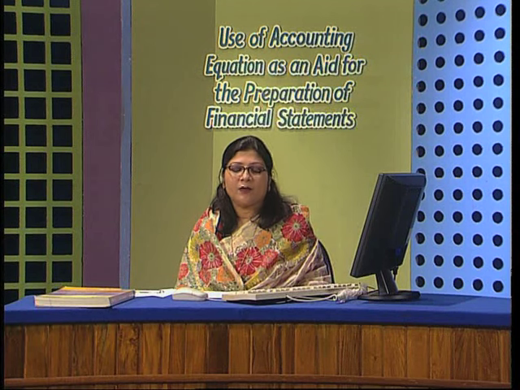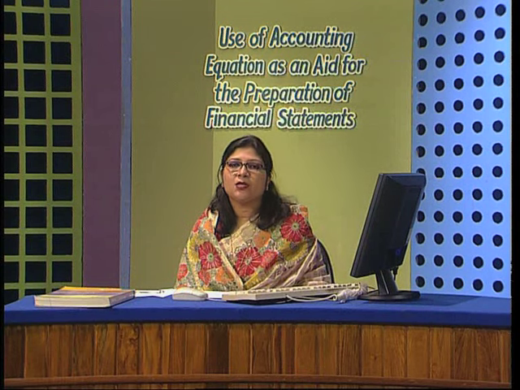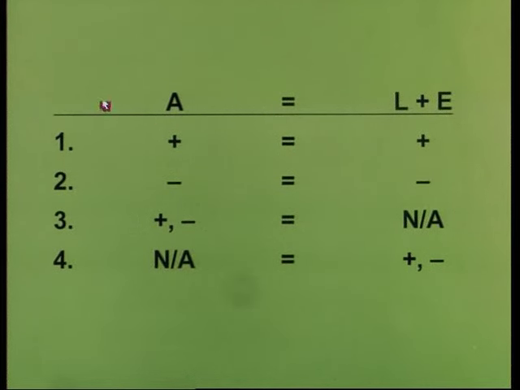Dear students and viewers, you can also recall that there are four ways the transactions can affect the accounting equation. Let us try to understand that. Look at the screen. The first option is if the transaction affects both sides of the equation, that is, if it affects the asset side and the liabilities and owner's equity side, and if one asset increases, any of the components of liabilities and or equities will also increase. A second option can be if the asset decreases, any of the liability or owner's equity component will decrease.